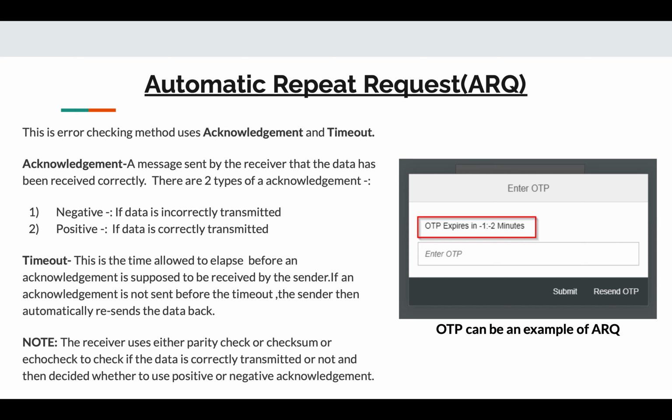Timeout is the time allowed to elapse before an acknowledgement is supposed to be received by the sender. If an acknowledgement is not sent before the timeout, the sender then automatically resends the data. Note, the receiver uses either parity check or checksum or echo check to check if the data is correctly transmitted or not, and then decides whether to use positive or negative acknowledgement. An example of ARQ can be your one-time password, which is generated every time you try to log in to your bank account.